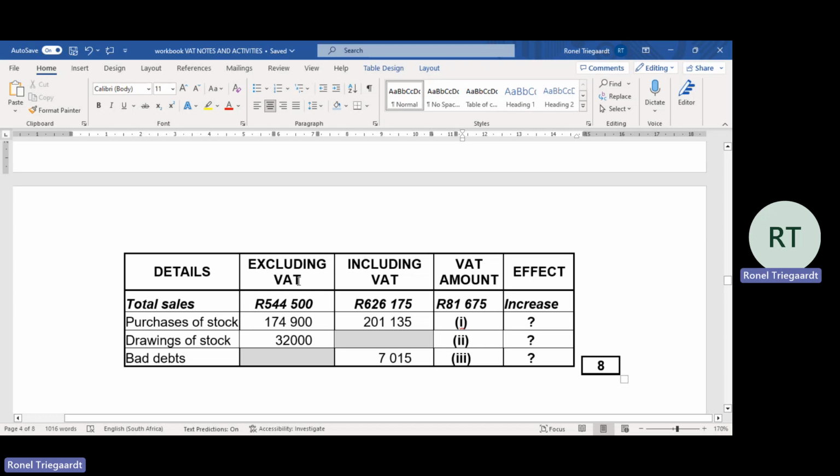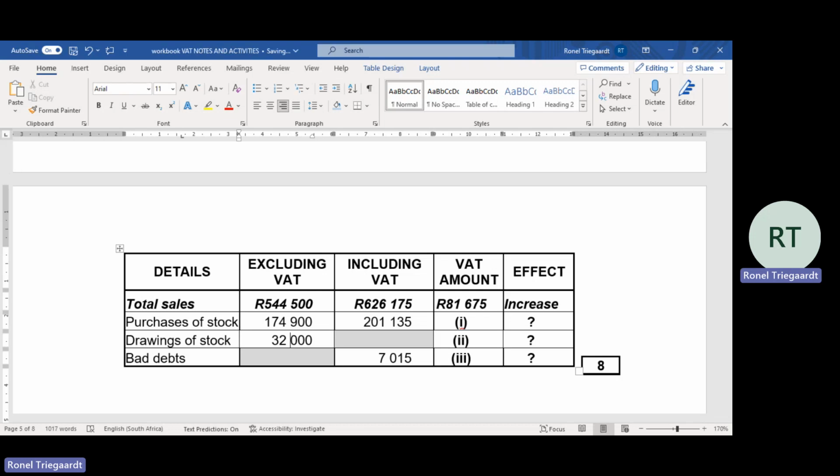Drawings of stock, excluding VAT. Remember, if the owner takes stock, SARS sees it as him buying the stock from us, and that is why he owes, there will be VAT on that stock. Jy kan nie as jy die eienaar van besigheid sê, ek vat hierdie goed, jy kan dit vat. Maar die BTW daar op daai goed moet aan SARS oorbetaal word. Because SARS sees this as a normal sales transaction. Do you understand that, people?